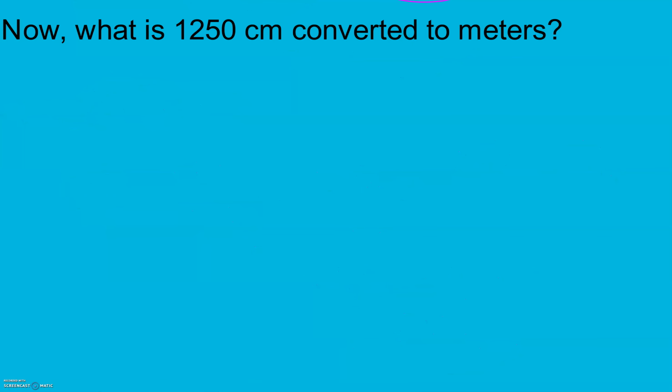Now, what is 1,250 centimeters converted to meters? Well, I'm starting off with 1,250 centimeters, and I'm going from centimeters to meters. So I need to relate centimeters to meters. Well, 100 centimeters gives me 1 meter. I need meters to go on top because I am looking for meters, and I need centimeters to go on the bottom because when I multiply fractions, I can multiply straight across.